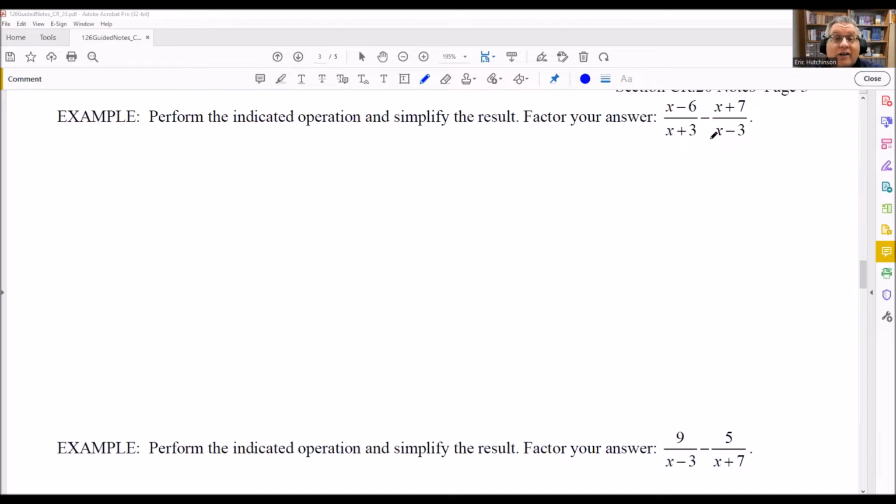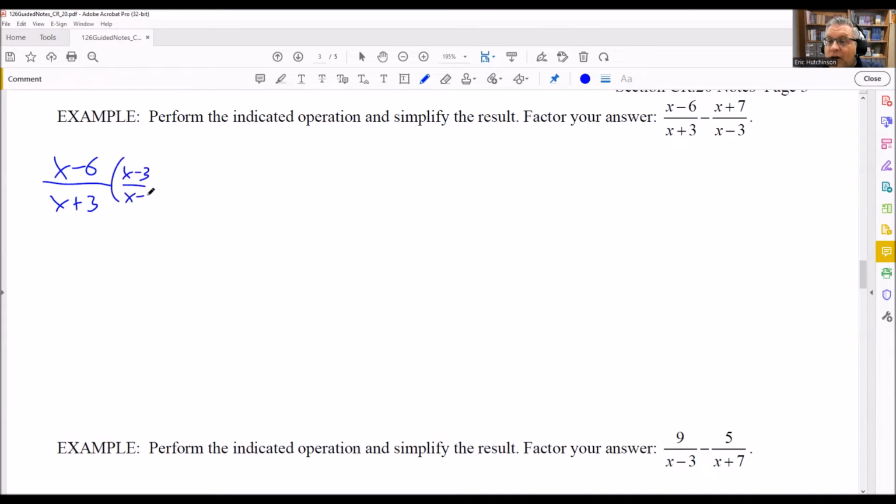We need to find the least common denominator for this. And that's just going to be these two things multiplied together. So what we're going to do is multiply each one by what it's missing in order to get the common denominator that we said we have to have. So the first one here, I have the x plus 3 in the bottom, but it's missing x minus 3. So I'm going to multiply by what it's missing.